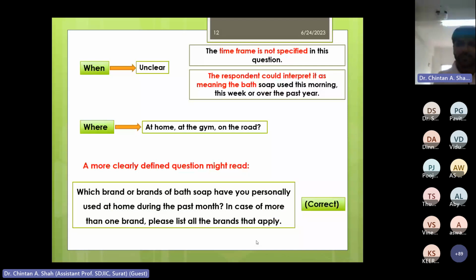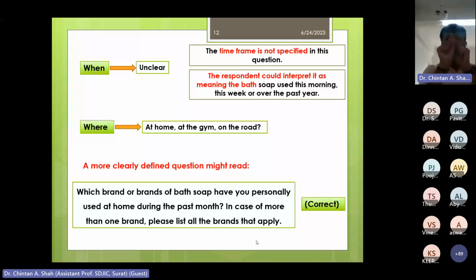It is not clear. So respondents could interpret the meaning as bath soap used in the morning, week, evening, or in a year, or while they are traveling. Where? At home, at the gym, on the road, at the hospital, at the work area. You have not specified. So it is for everyone. It is for everyone.